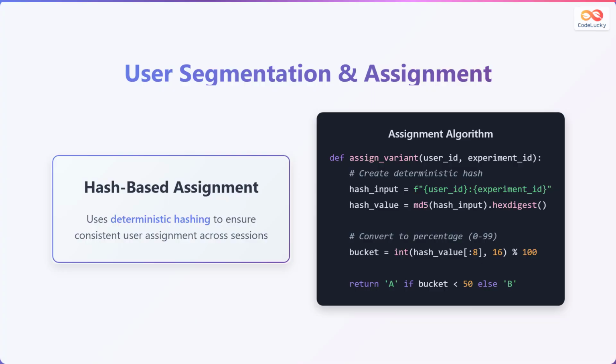User segmentation and assignment often relies on hash-based assignment. This approach uses deterministic hashing to ensure consistent user assignment across different sessions. The provided code snippet demonstrates how this algorithm works. It creates a deterministic hash based on the user ID and experiment ID, converts it into a percentage, and then assigns the user to either variant A or variant B based on the percentage.